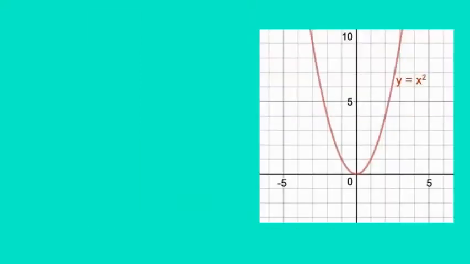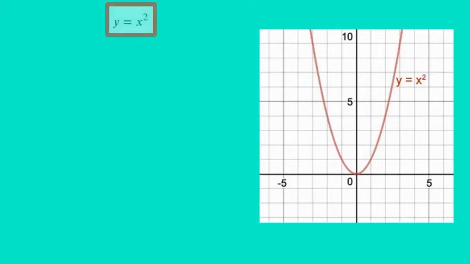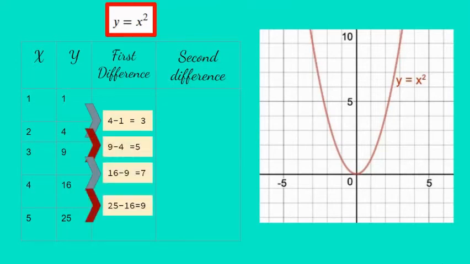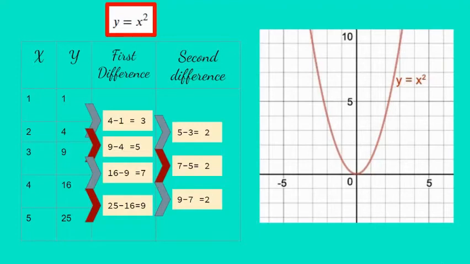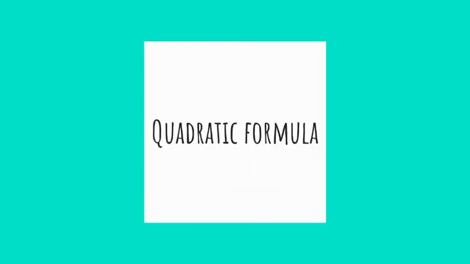But how can we determine if this is a quadratic relation or not? Well, we already learned how to find the first difference and determine if it's a linear relation. Now, all you have to do is know that if the first difference is not constant, you then find the second difference. Here we have a constant second difference. This tells you that this is a quadratic relation.